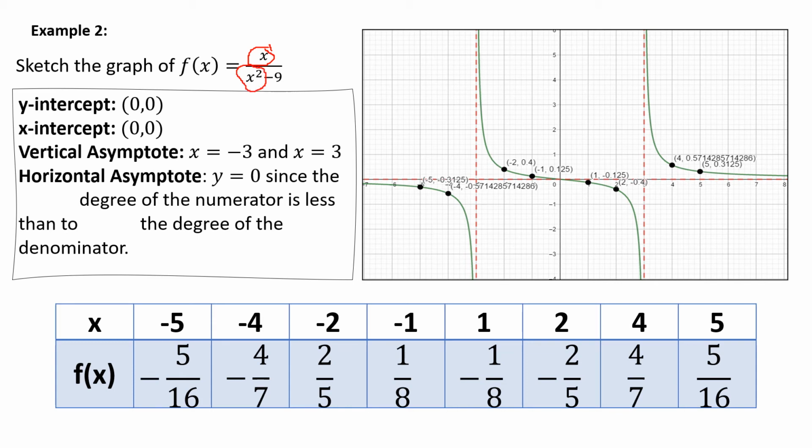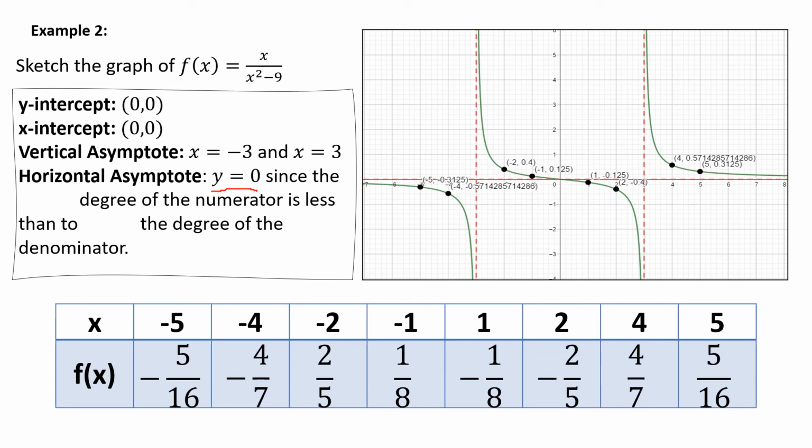So, which is the bigger exponent, the numerator or the denominator? Okay, so the biggest exponent is in the denominator. So if the degree of the denominator is greater than the degree of the numerator, therefore our horizontal asymptote is always y equals 0, since the degree of the numerator is less than the degree of the denominator. Okay, next is to create a table of values.